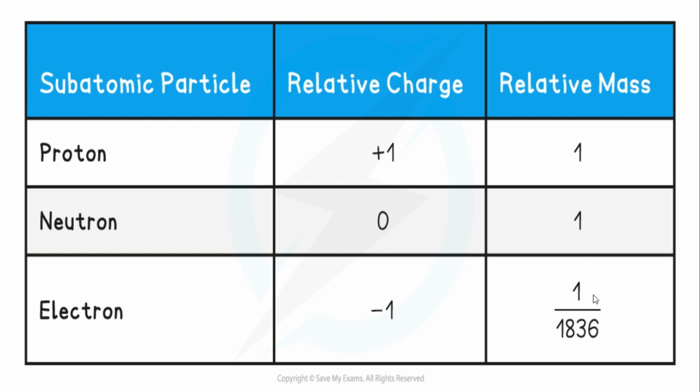Now let's go over the relative charges since we've gone over the relative masses. For a proton, the relative charge is going to be +1. For a neutron, the relative charge is going to be 0 because remember we said it's neutral. And for an electron, its relative charge is going to be -1.